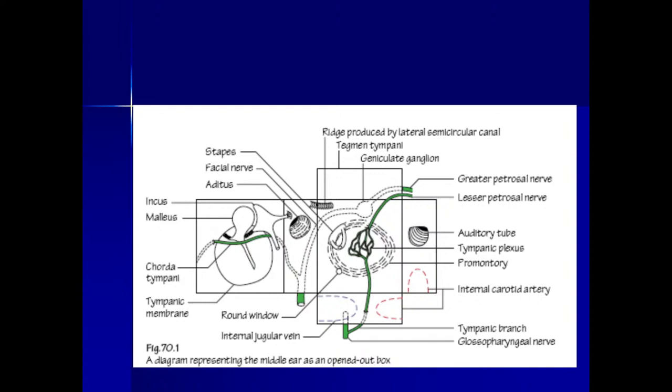And so we may imagine the tympanic cavity like a cube, and every wall has some relations. Look at this scheme, and we understand that the lateral wall is the tympanic membrane with malleus and incus. Chorda tympani also crosses this part. Upper wall is the tegmen tympani. Tegmen tympani, and geniculate ganglion, it's also near this wall. And also the ridge produced by lateral semicircular canal.